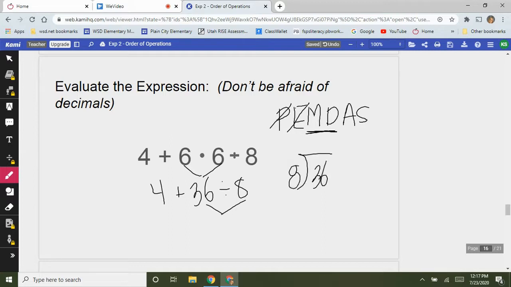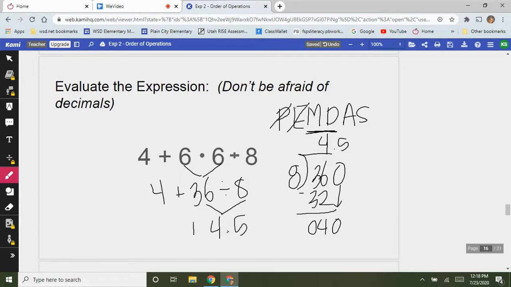Well, that doesn't go in evenly, but that's where it says at the top, don't be afraid of decimals. So, how many times does 8 go into 36? 4 times. 8 times 4 is 32. 6 minus 2 is 4. 3 minus 3 is 0. So I'm going to put a decimal, and then I can add a 0 to bring down. 8 goes into 40 5 times. So 36 divided by 8 was 4.5.